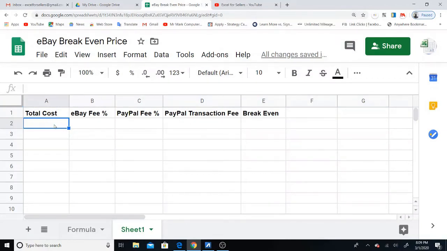Let's start off with the total cost. Let's say you have determined that your total cost for an item is $50. So I'll type 50. I've already formatted this with the dollar sign. And now I'm going to put the eBay fee percent. One thing you can do here is format it as a percent first. Let's say it's a 10% eBay fee. And let's say my PayPal fee, which I'm going to format as a percent, is 2.9% plus a transaction fee of 30 cents, the standard. And that's my PayPal transaction fee.